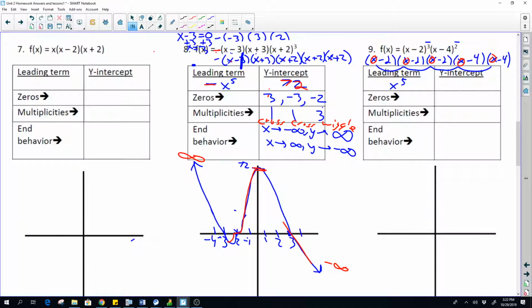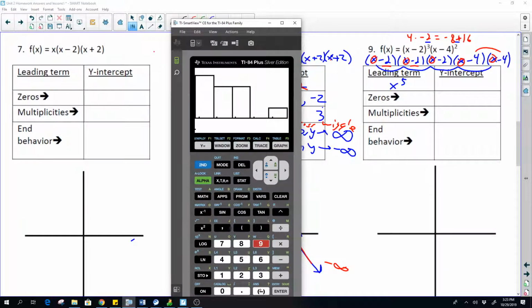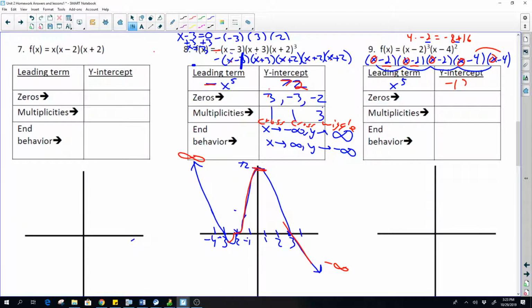So plugging in a 0. We're going to do negative 2 times negative 2 is positive 4. Then positive 4 times negative 2 is negative 8. Then we also have to multiply that negative 8 with a negative 4, and negative 8 times negative 4 is positive 16. So to find the y-intercept, we're going to do negative 8 plus 16. Let's make sure we do that accurately, so we'll use our calculator to double check. We get negative 128. So negative 128 is the y-intercept.